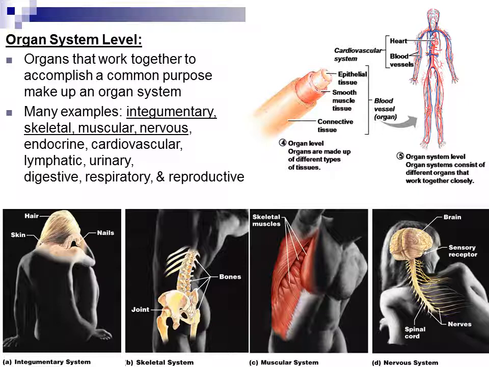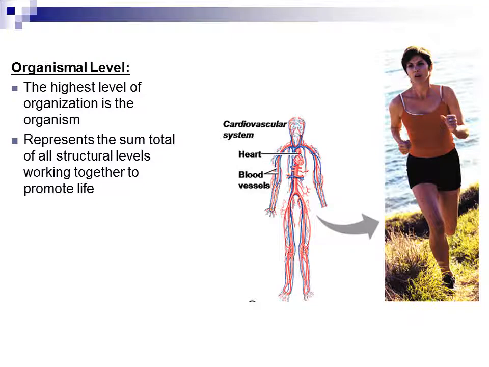And this finally brings us to the highest level of organization, the organism level. The organism represents the sum total of all structural levels working together to promote life. And remember the ideal of holism we discussed. We are more than the sum of our parts.